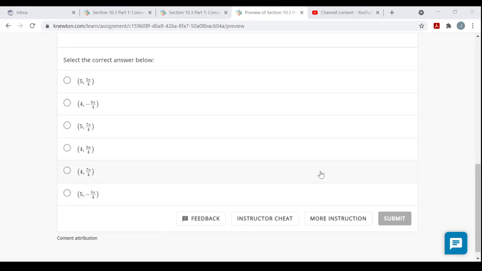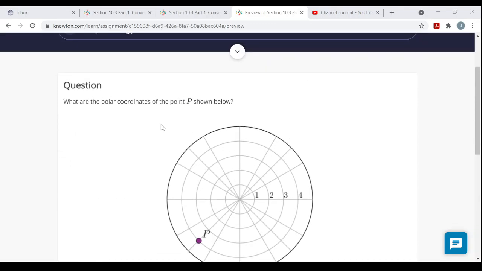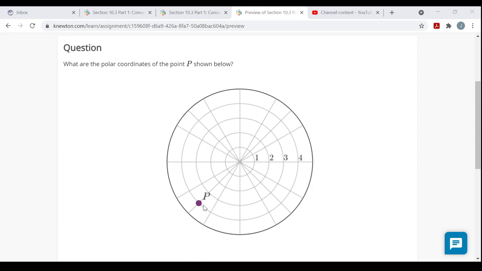Hopefully those help you. Alright, so they're simply asking here, what are the polar coordinates of the point P shown below? So you see this is a polar grid where it's made up of all these circles of different radii centered at the origin, or the pole here. And you have several different lines that represent different angle measures being swept out. So it's pi over 6, pi over 4, and pi over 3, and this is off each quadrant, off each axis.